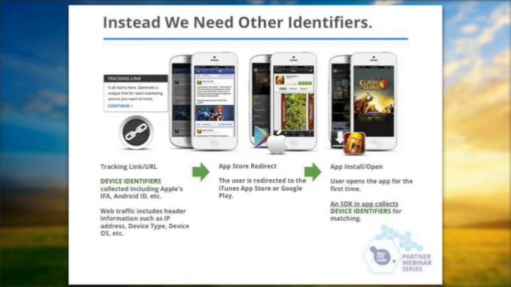So again, I just wanted to quickly identify the identifiers and how it starts the process from beginning to end. We have, of course, your tracking link URL with different device identifiers, whether from Apple IFA or Android ID, and the default will always be device fingerprinting. The tracking URL will take you directly to the App Store, whether it be iTunes or Google Play, and an install happens when the user opens that app for the first time.